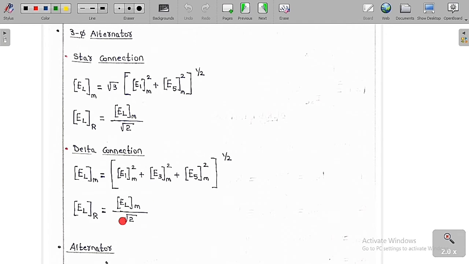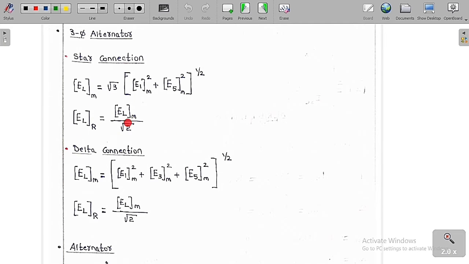So finally, I can say that in the 3-phase alternator in a star connection, the line voltage is equal to root 3 into under root over E1 square plus E5 square. Take the maximum values to get the maximum value and divide by root 2, and you are going to get the RMS value of the line voltage. In the delta connection, the line voltage is equal to under root over E1 square plus E3 square plus E5 square. If you want the maximum value, take each maximum value, and if you want the RMS value, just divide by root 2.